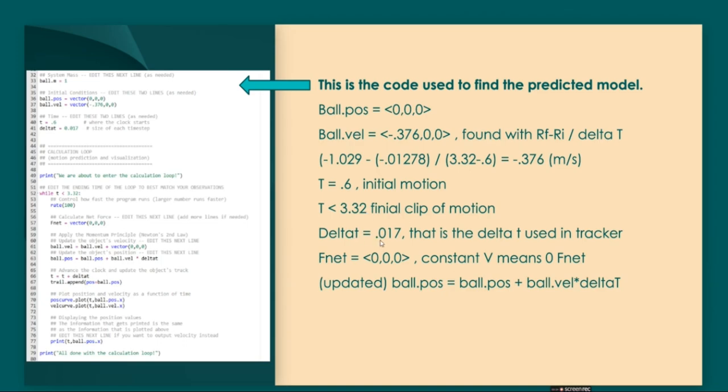Our delta t is 0.017 because that's the delta t we used in Tracker, so each of the little clips were 0.01 seconds apart. And then our F net is just 0 because a constant velocity means 0 net force, as previously discussed, which also reflects Newton's second law of motion. And then our updated ball position, which we have shown right over here, is ball position plus the ball velocity, which we calculated here, times delta t, which we already went over.